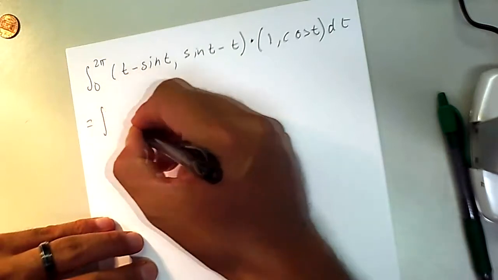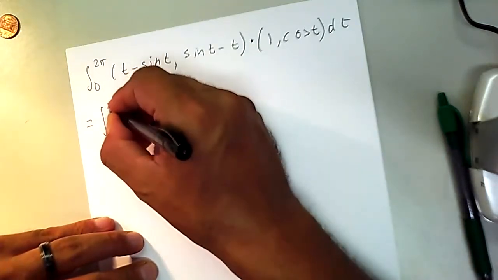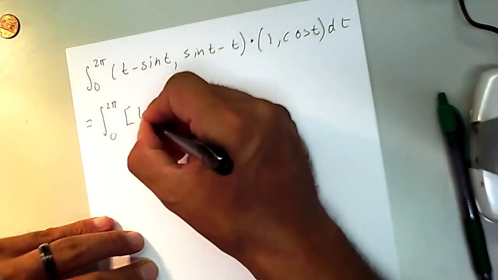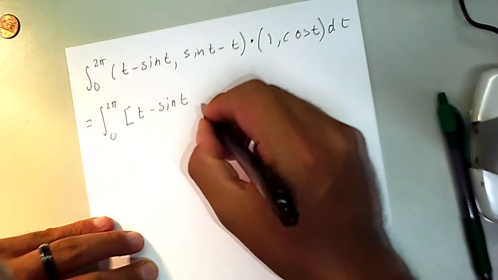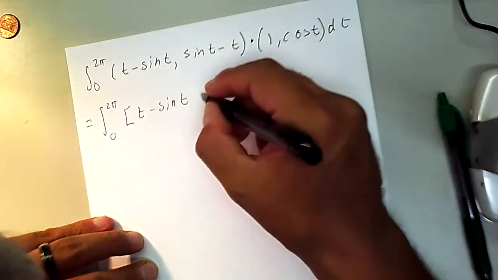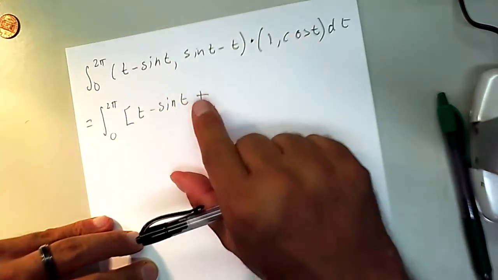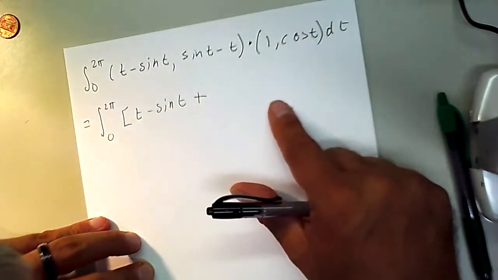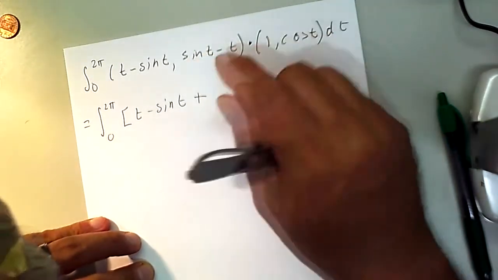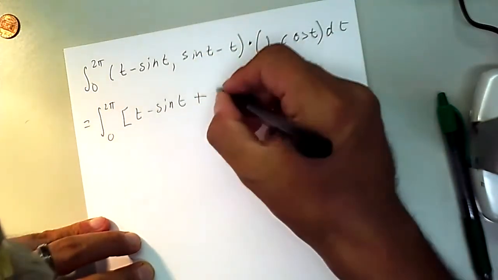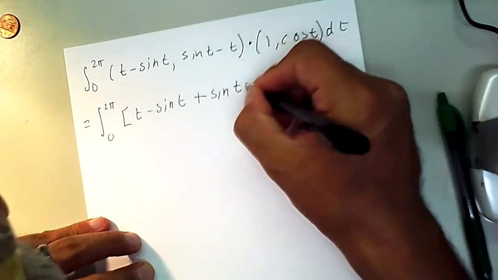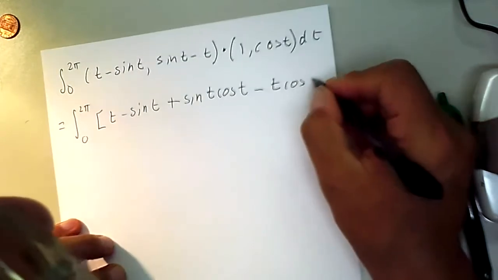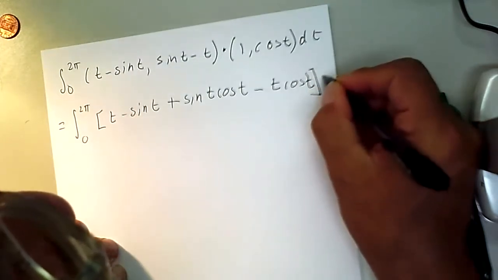That is equal to, from 0 to 2 pi, first component times first component, I'm going to put a bracket: t minus sine t. And then second component times second component, but we're adding, there's no comma. Big difference, because now all of this will be a scalar function. So sine of t times cosine of t, minus t cosine of t, close bracket, dt.